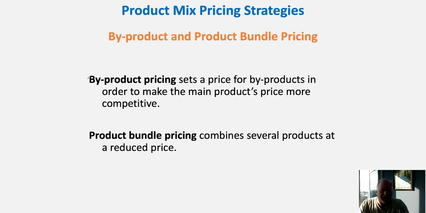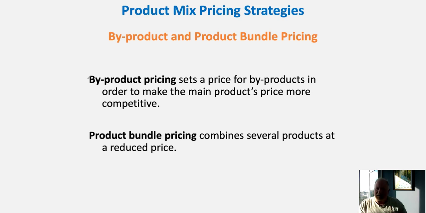Another type of pricing is what we call byproduct pricing. This sets the price for byproducts in order to make the main product price more competitive. I'll give you an example of this. Some of the butcher shops that are out there, and also meat processing shops, will cut meats and build meats out to sell to grocery stores.